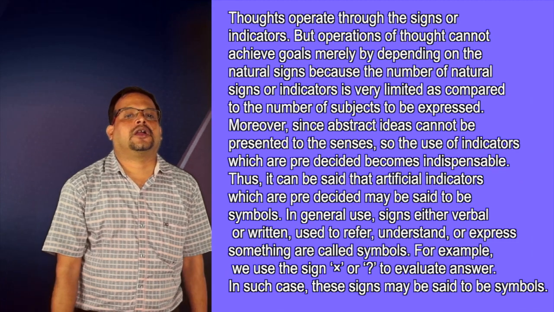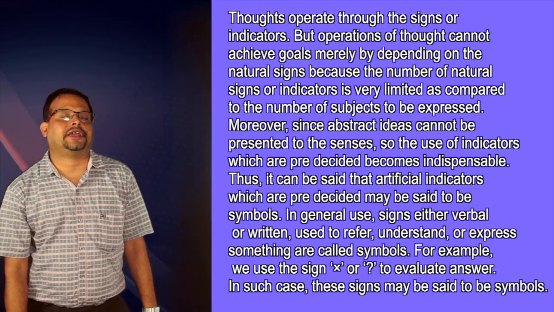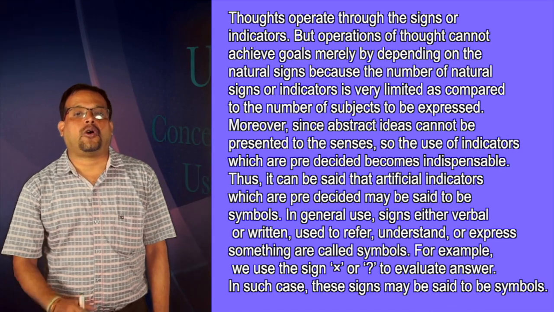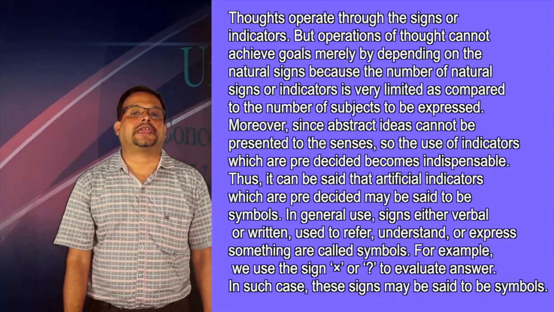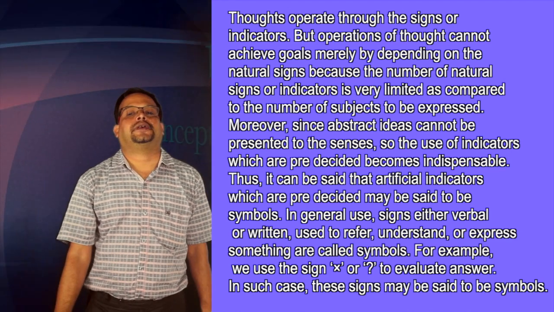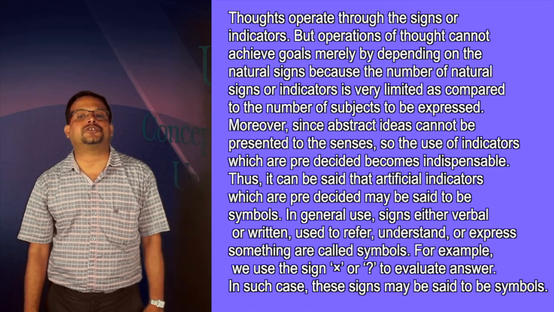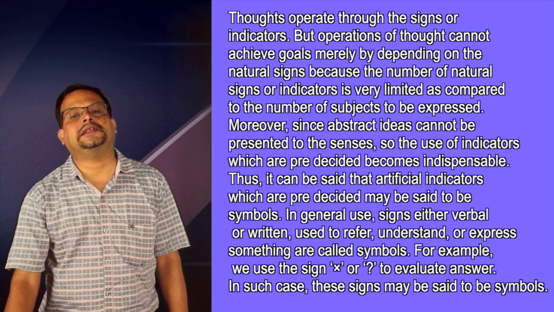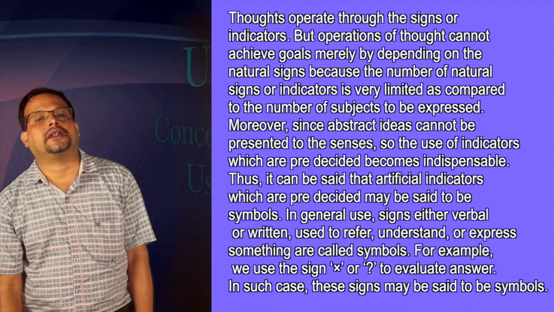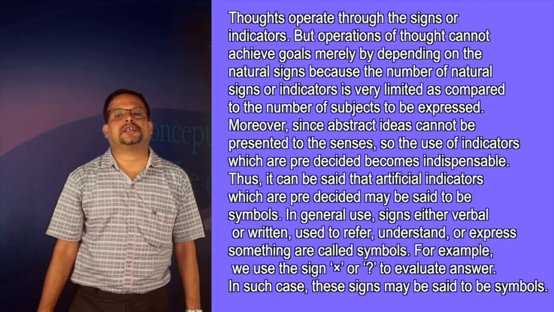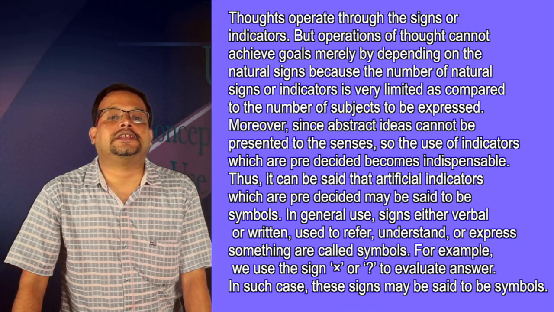Dear learners, thoughts operate through signs or indicators. Again, I repeat, our thoughts operate through signs or indicators. But operations of thought cannot achieve goals merely by depending on natural signs, because the number of natural signs or indicators is very limited as compared to the number of subjects to be expressed. Moreover, since abstract ideas cannot be presented to the senses, the use of indicators which are pre-decided becomes indispensable.